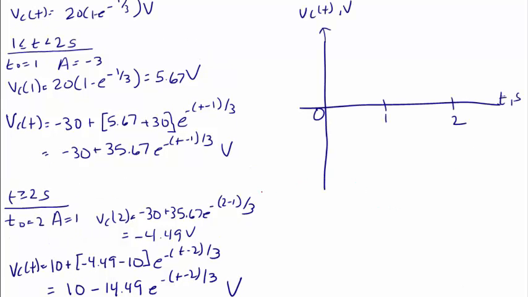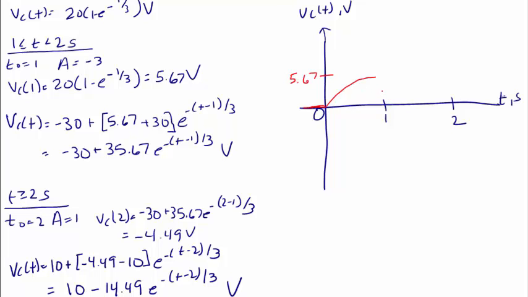So if we were to make a sketch of what VC of t looks like given IS of t, before time 0, it would be 0. And then it would start charging up to a final value of 20. But it's never going to get there because switching happens at 1 second. So it stops at 5.67.